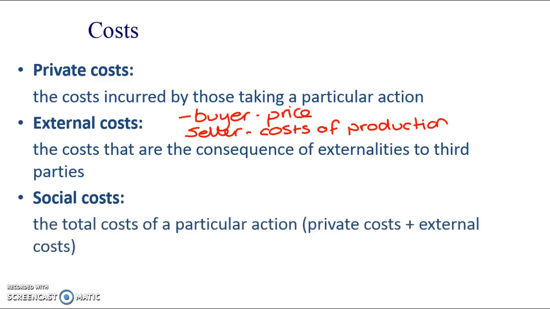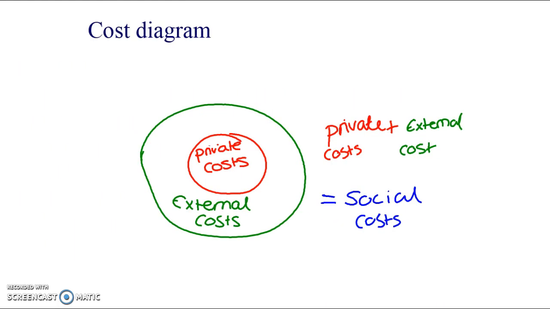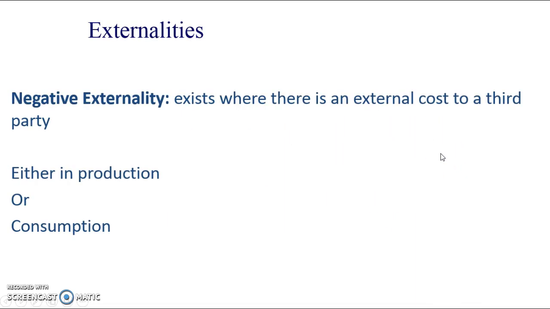And social costs is just adding up the private cost and the external cost. This is sometimes called the full cost or the true cost sometimes. So this is my little diagram. It's a bit of a lame diagram really, but it's just showing you that social costs are both the private costs and the external costs added together. Cost should have an S on the end there, but I think one's missing. Okay, so a negative externality exists where there's an external cost to a third party.